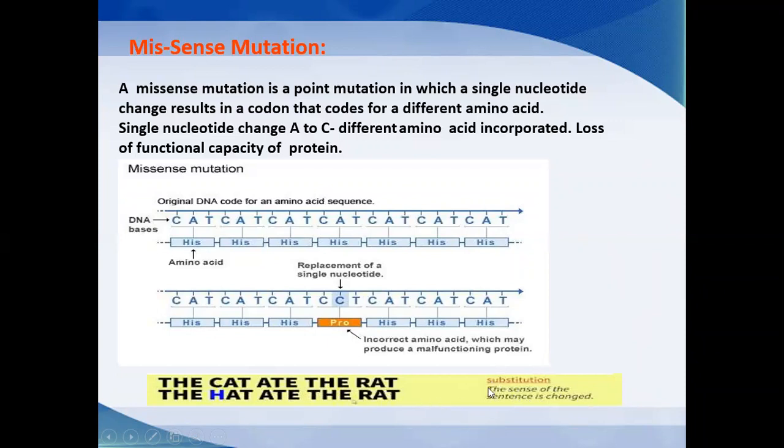But in the case of a silent mutation, the sense of the sentence is not changed. In a missense mutation, the total sentence meaning is completely changed by replacement of a single letter. In the same way, the replacement of a nitrogen base with another leads to formation of a different protein molecule. This type of mutation is called a missense mutation.